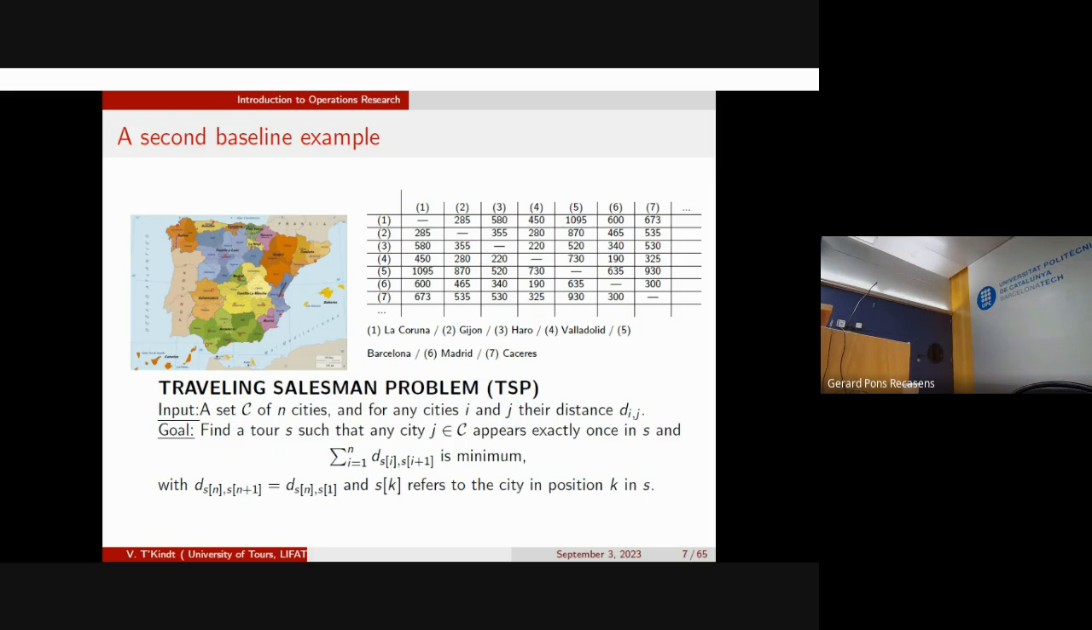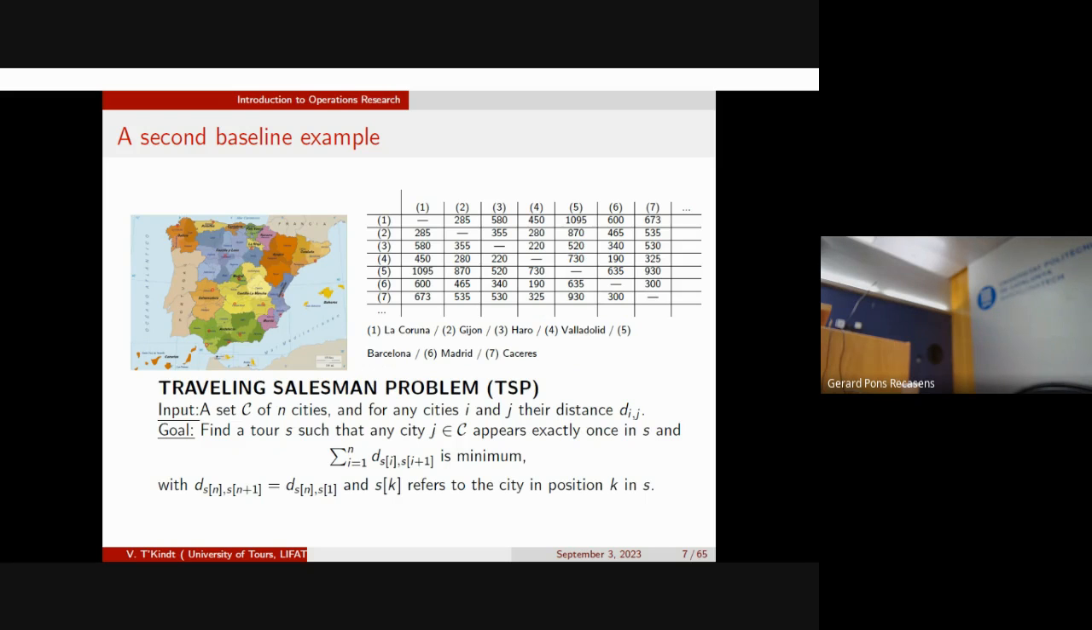So in this problem, you have as an input a set of n cities, and for any cities i and j, you have their distance that is denoted by d_ij. So you know the distance in kilometers to go from i to j. Okay, that's what you are given, and your goal is to find a tour such that any city appears exactly once in this tour. At the end, you go back to the starting city, and the length of the total tour is minimum.